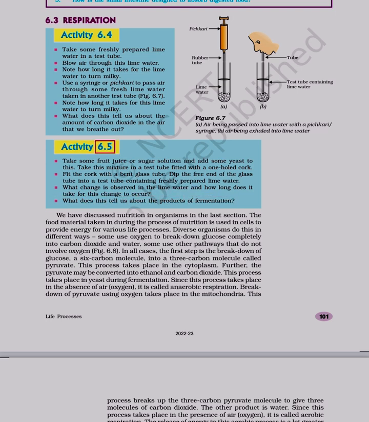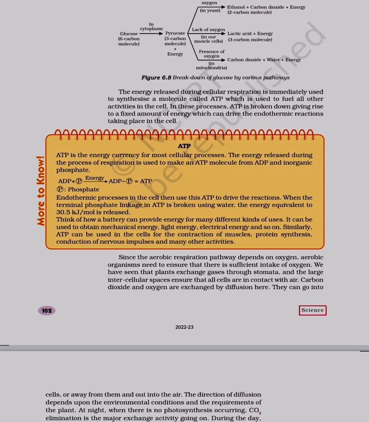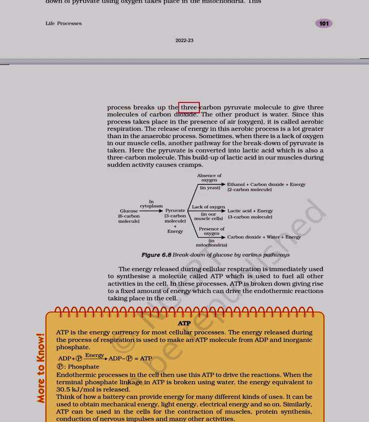Activity 6.5. This process breaks up the 3-carbon pyruvate molecule to give 3 molecules of carbon dioxide. The other product is water. Since this process takes place in the presence of air oxygen, it is called aerobic respiration. The release of energy in this aerobic process is a lot greater than in the anaerobic process.